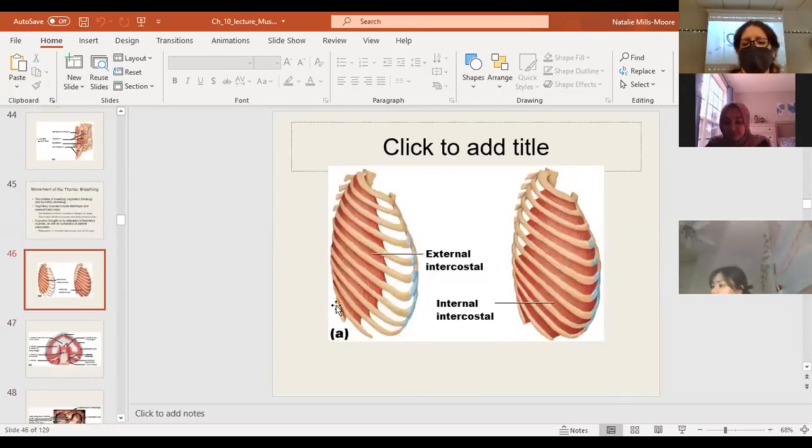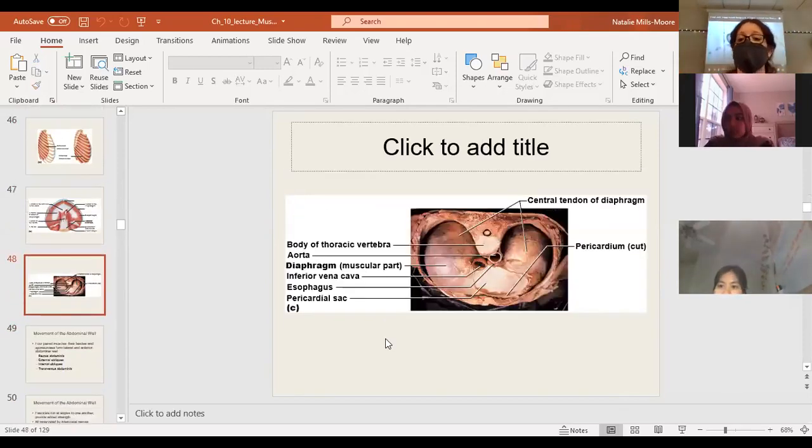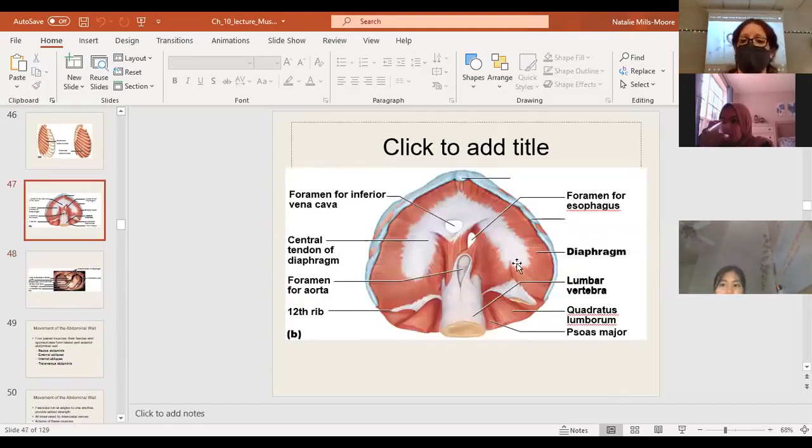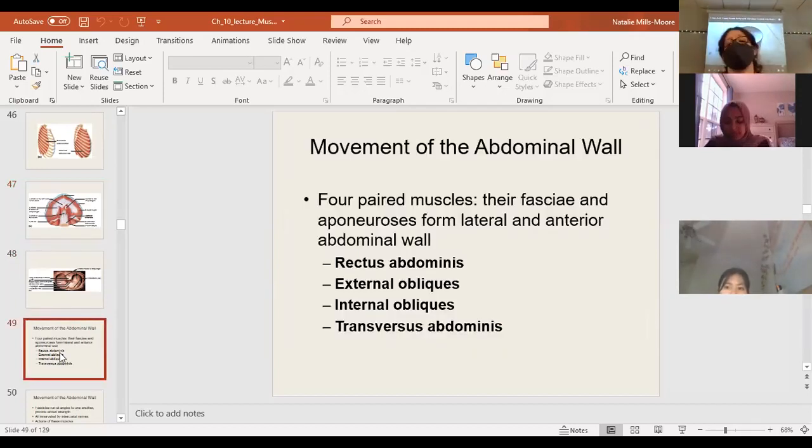We have the external intercostal and internal intercostal, and they actually overlap each other. If you merge those two pictures together, that's what they look like. And the diaphragm is really important. Is it so important that you know the foramens for the diaphragm? Meh, you should know what goes through the diaphragm: your aorta and your inferior vena cava and the esophagus and the spine. So yes, I guess it is very important. You should know that. Okay.